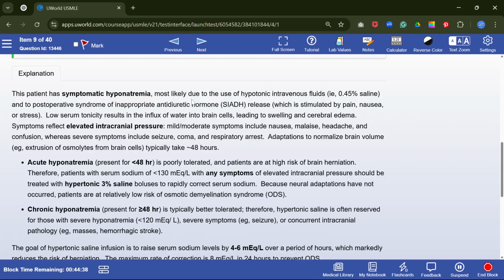Chronic hyponatremia, that means presence more than 48 hours, is typically better tolerated, and hypertonic saline is often reserved for those with severe hyponatremia and severe symptoms, seizures, and concurrent intracranial pathology, masses, and severe stroke.